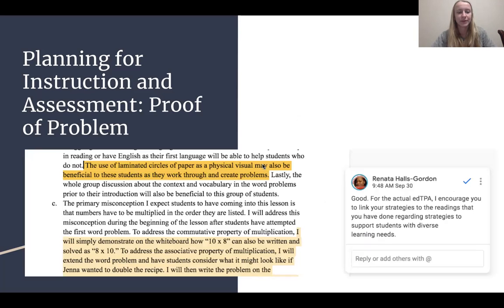Here is my proof of the problem. As you can see in this section of the project, Ms. Hollis Gordon gave me feedback. She said, good, for the actual EdTPA, I encourage you to link your strategies to readings that you've done regarding strategies to support students with diverse learning needs.